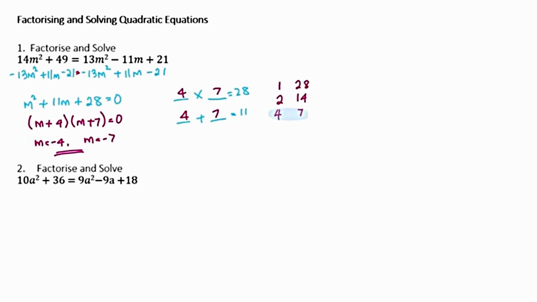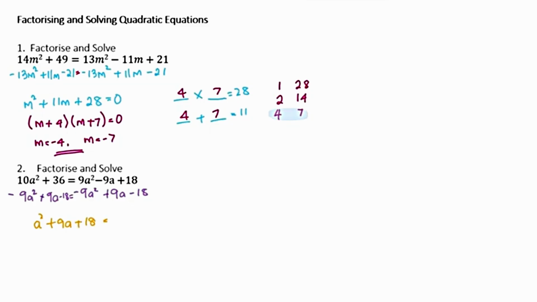So again, we are going to bring everything onto one side to equate it to 0. So first, we are going to minus 9a squared on both sides. We are going to plus 9a on both sides, and we're going to minus 18 on both sides. So 10a squared minus 9a squared is a squared. We do not have an a term, so we're just going to write plus 9a. And 36 minus 18 is plus 18.